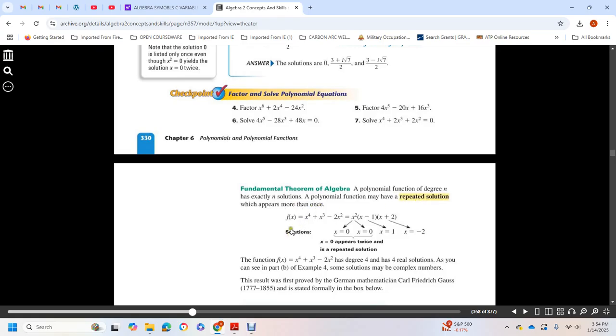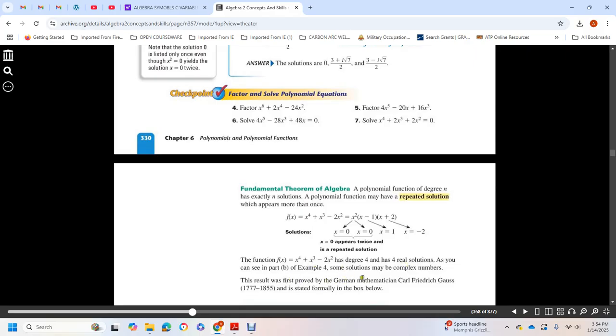The function x to the fourth plus x to the third minus 2x squared equals x squared times (x plus 2)(x minus 1). And the x equal to 0 appears twice; it is a repeated solution. The function f(x) equals x plus 4, x plus 3, x minus 2, x has a degree of 4 and 4 real solutions, as you can see in part B. Example 4, solutions that are complex numbers.